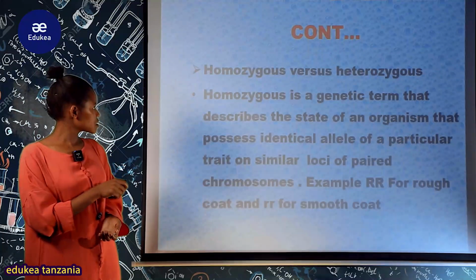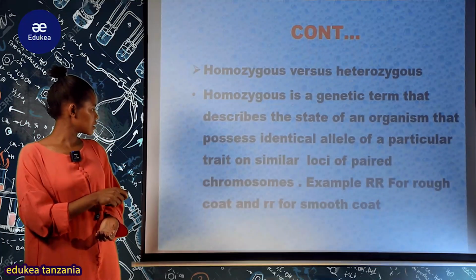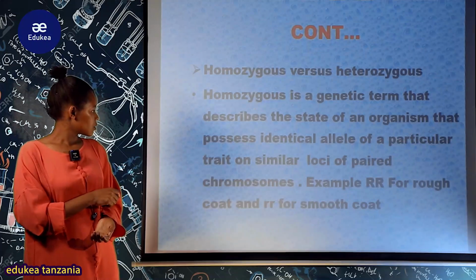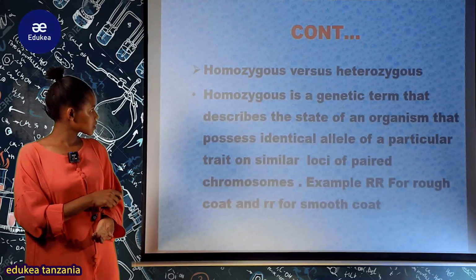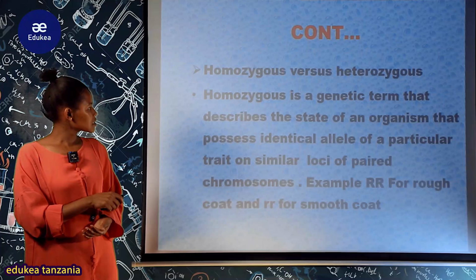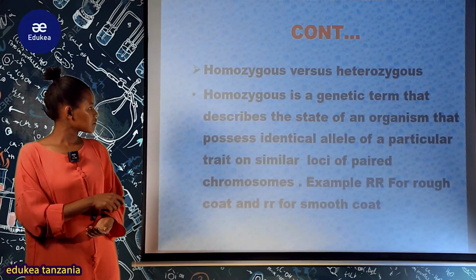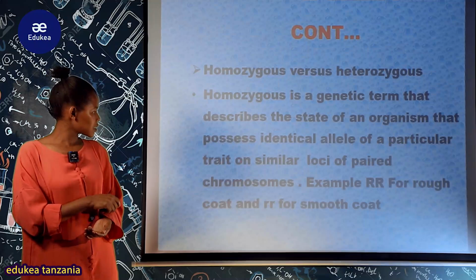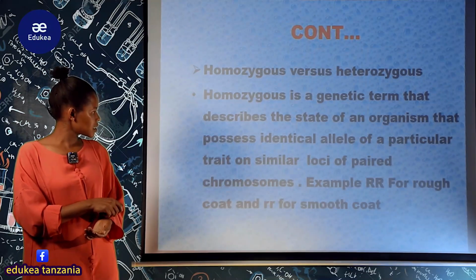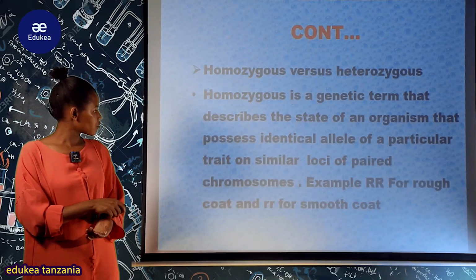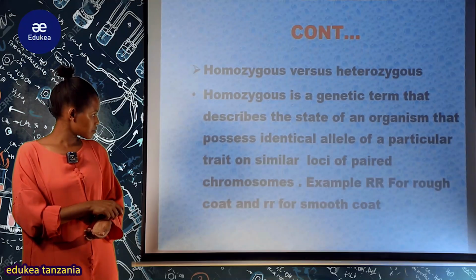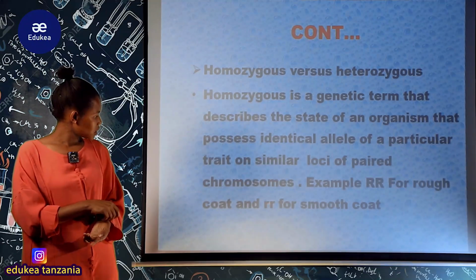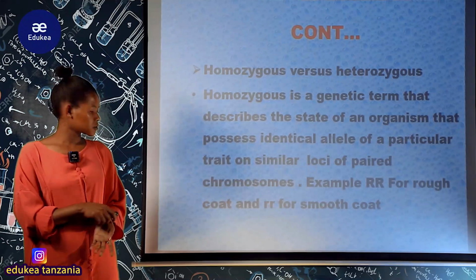Also, we are going to look at the terminology homozygous vis-a-vis heterozygous. When we talk about homozygous, it is a genetic term that describes the state of an organism that possesses identical alleles of a particular trait on similar loci of paired chromosomes. Example, RR for rough coat and rr for smooth coat.